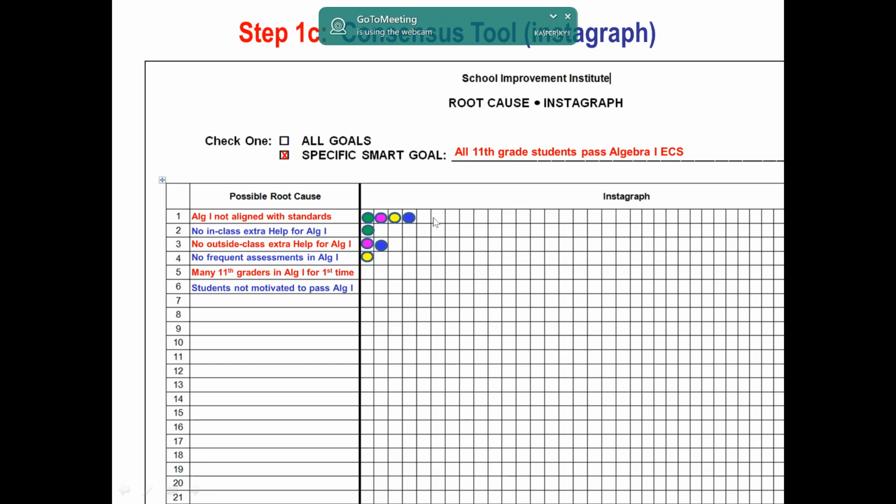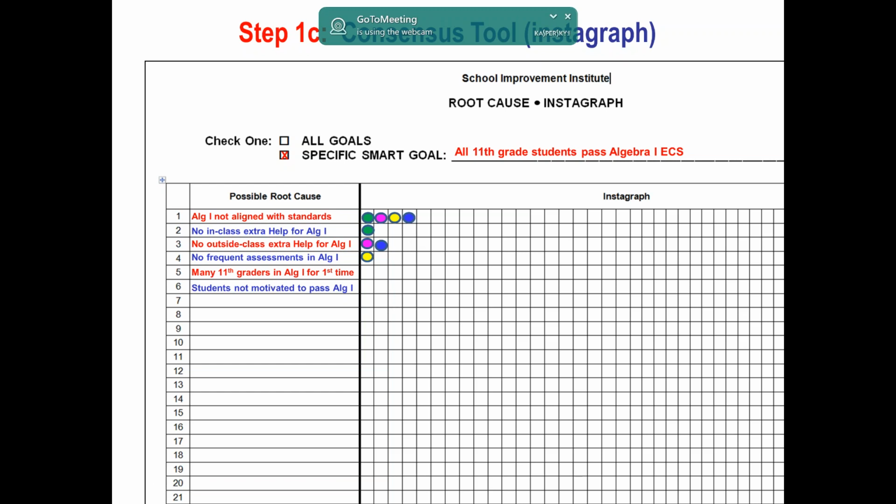And in this school, then we might say, okay, we've got all these possible root causes, but it looks like everybody's pretty much thinking that we really, as a first step, need to make sure that algebra is aligned with standards. And then you may discuss, do we also want to put in some extra help? Depending on your time and energy, you may want to put in the second root cause, or you may just want to stick with this one. So that's how an Instagraph works.